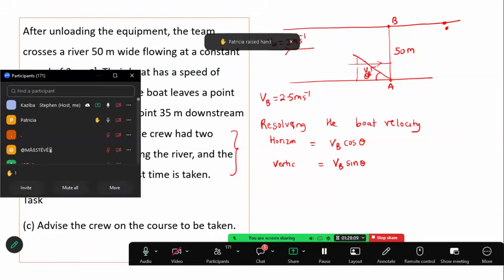Remember, we said that if you are to cross in the quickest time, you are going to move from A towards B, true? And then you are going to be pushed downwards. But you don't know the velocity of the boat upstream here if you are to move directly. And that is what we have as VB sine theta.